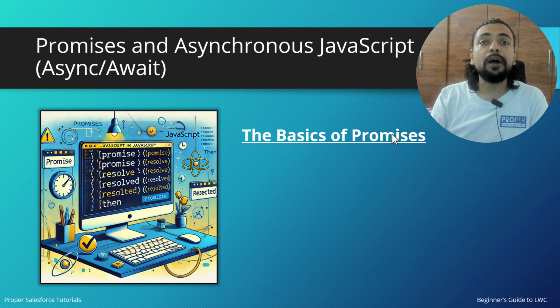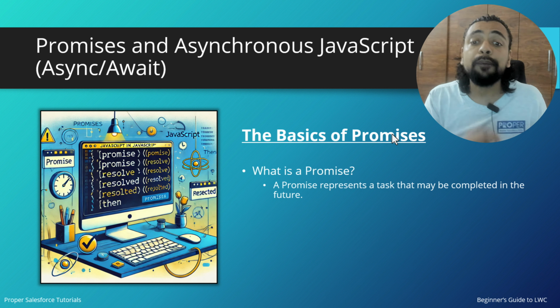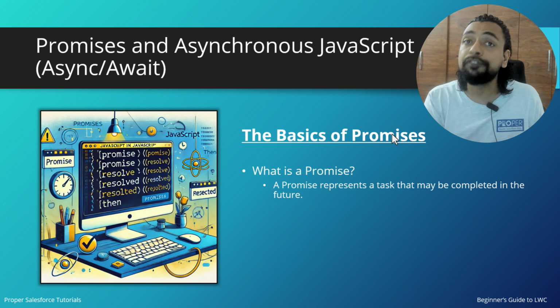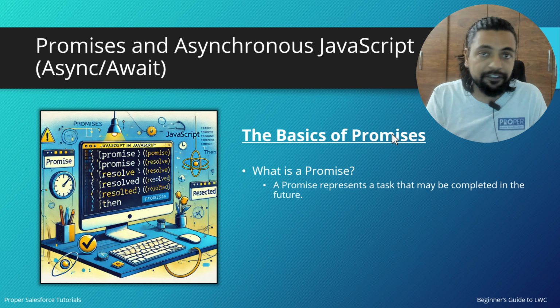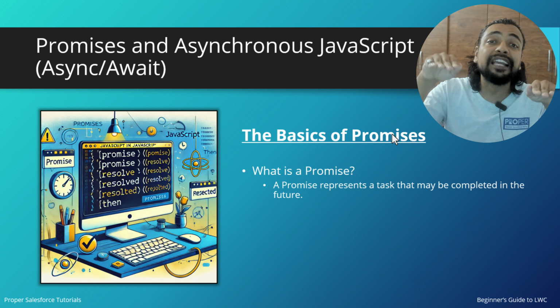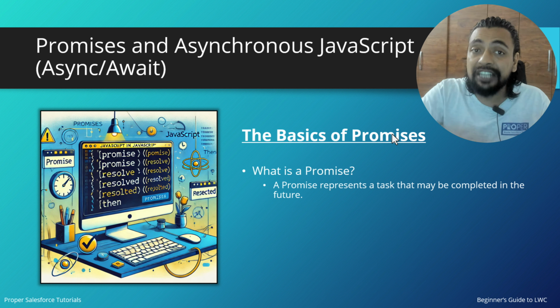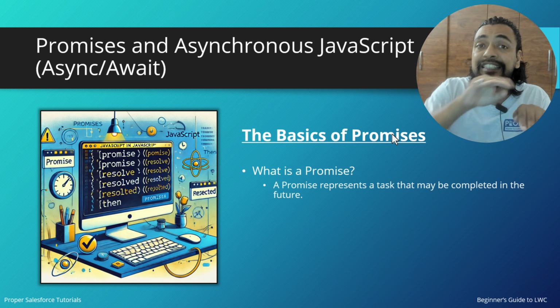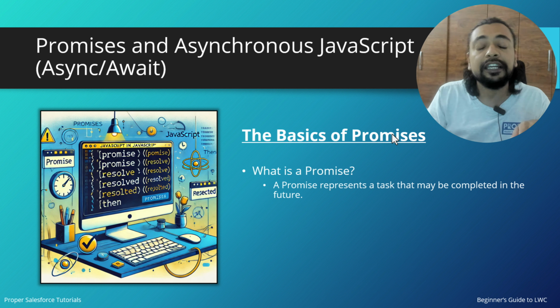So the basics of promises. Now what is a promise? A promise represents a task that may be completed in the future. Now these are definitely asynchronous tasks, right? So why promises? Because it represents a task that will be executed in future and not now. So that's why a promise will be executed in future.